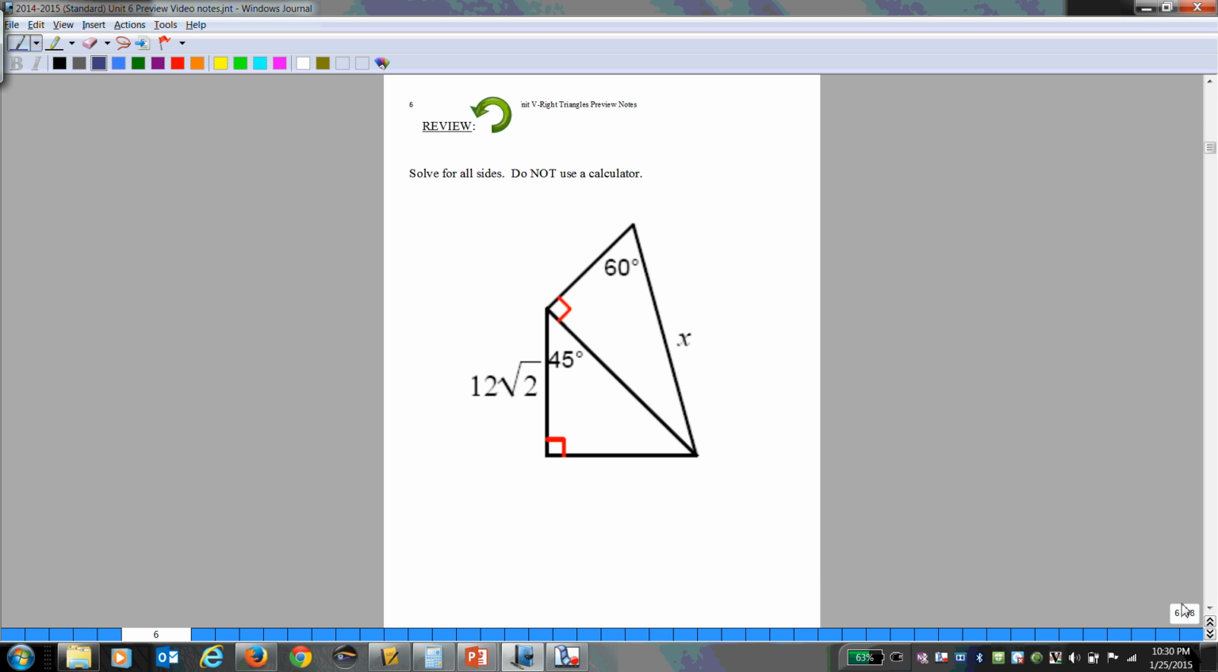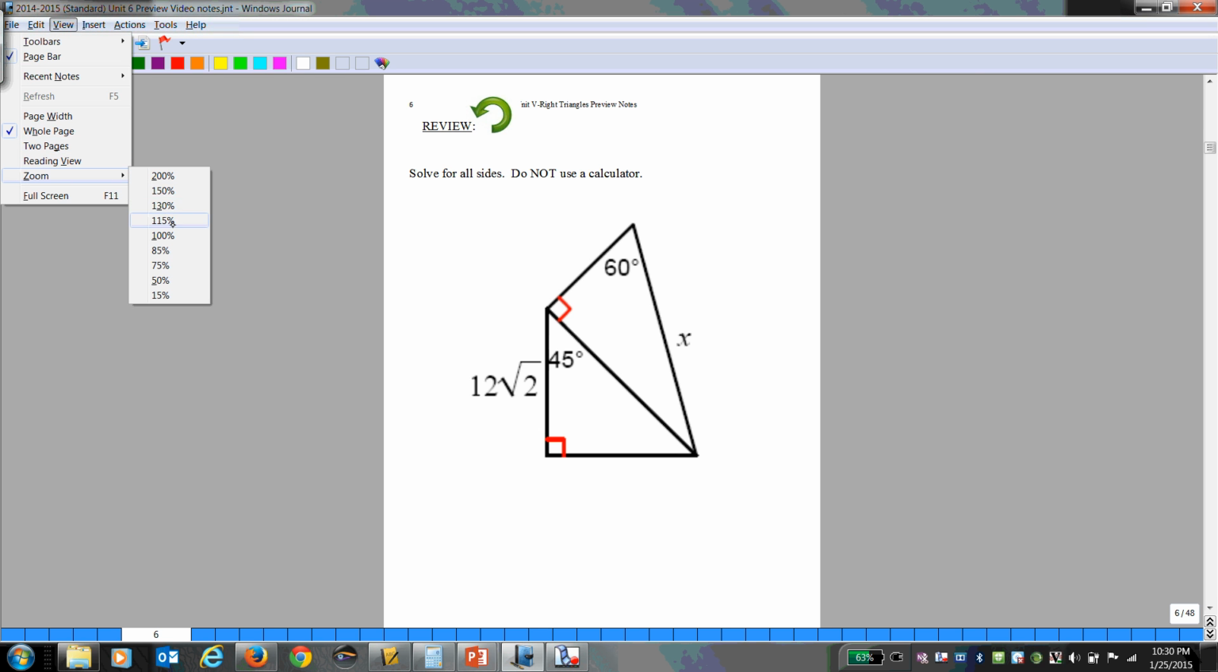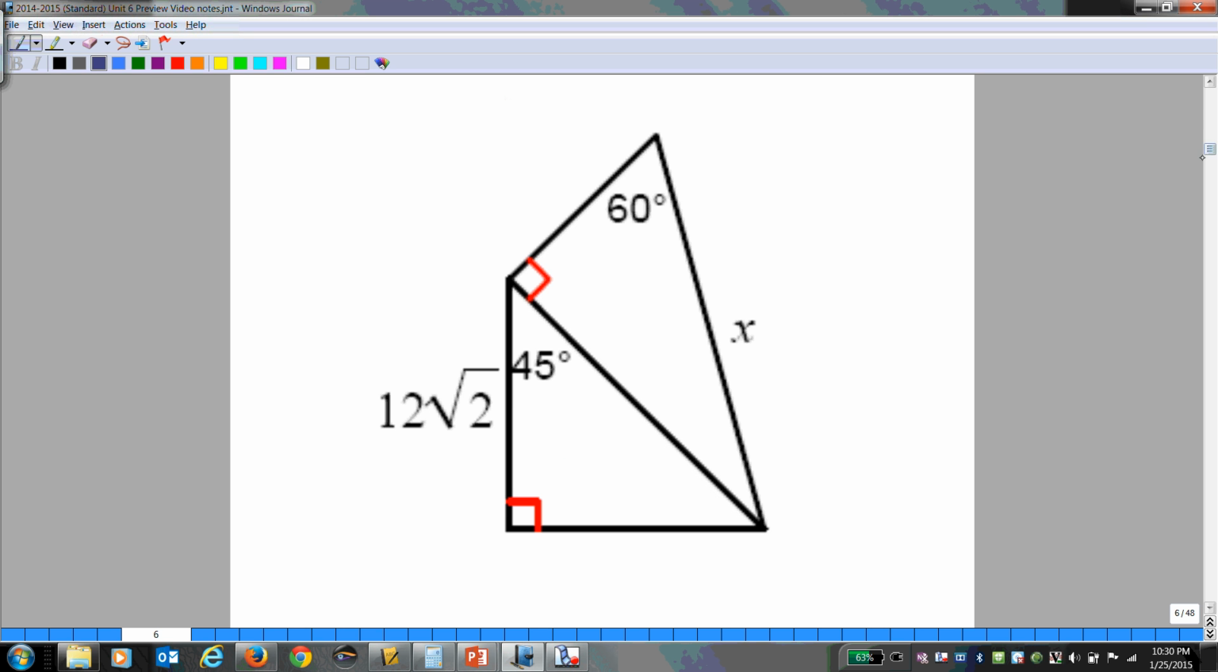Let's do a review here. We're going to solve for all sides. And it says right there that you are not going to use a calculator. So you can see here that this is a 30, 60, 90 triangle on this side. So we're going to write our table out: short leg, long leg, hypo. And over here is a 45, 45, 90.